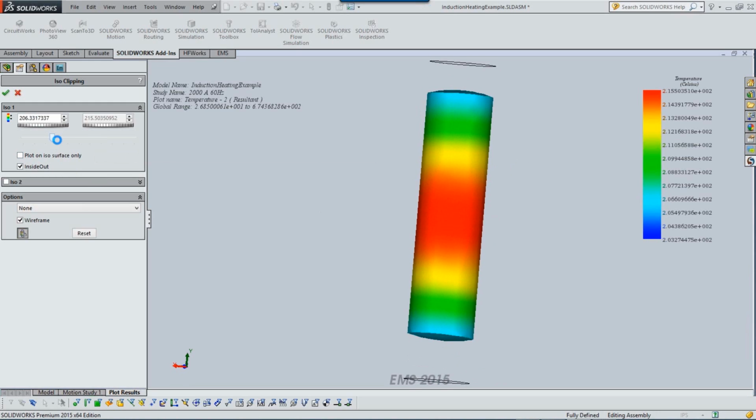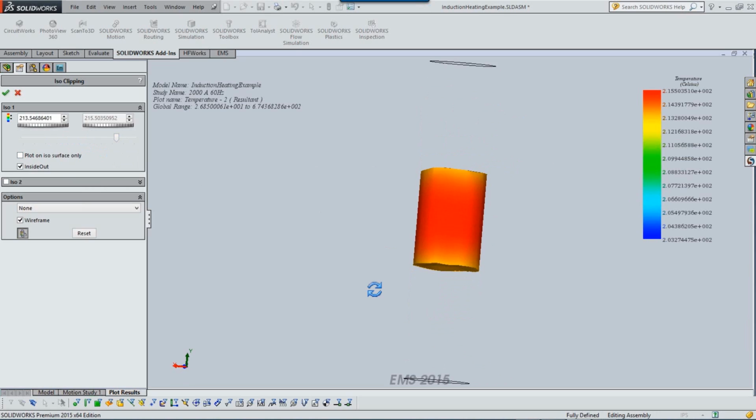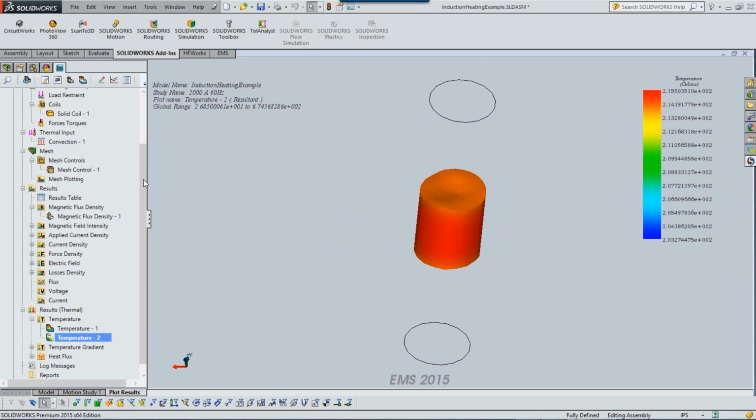So the isoplot basically helps you to identify regions. For example, if you want something that's over 213 degrees Celsius, it's only this part. So all critical areas in your model can be examined using isoplot. An isoplot can be used with temperature, it can be used with magnetic flux, it can be used with field intensity, and any of these.